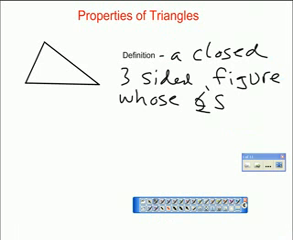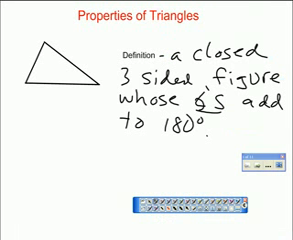This is the shortcut for angles right there, so I don't have to write it out. Angles add to 180 degrees. That means all triangles. Doesn't matter what it looks like. If I take all three angles and add them up, it's 180 degrees. We're going to use that a lot. So that's important to know.